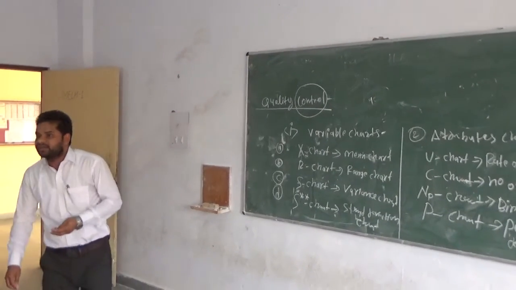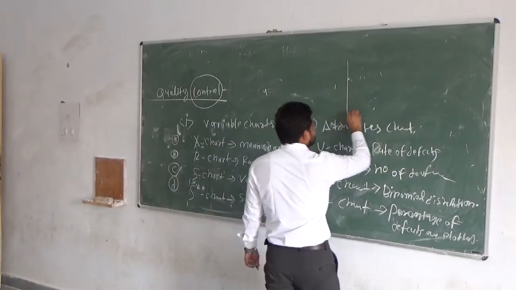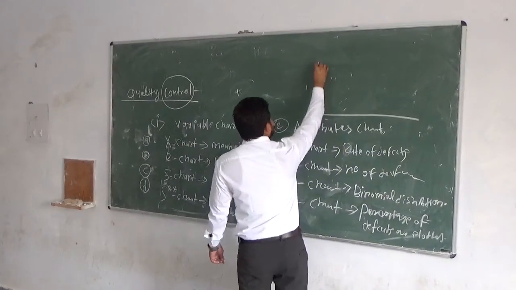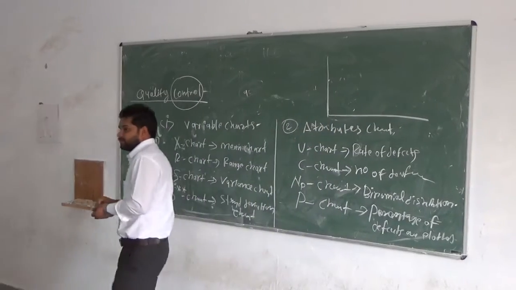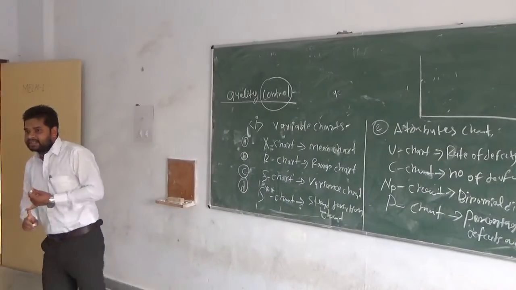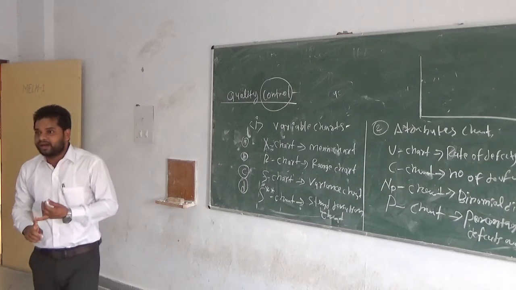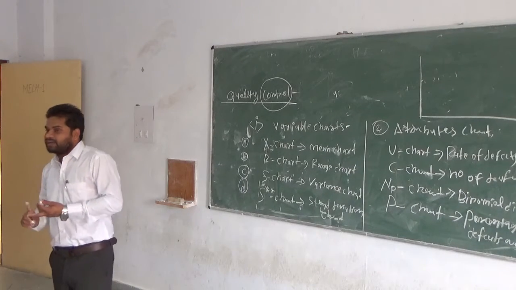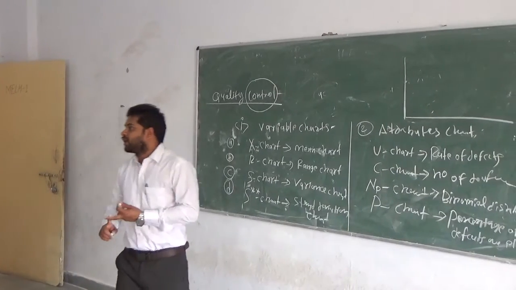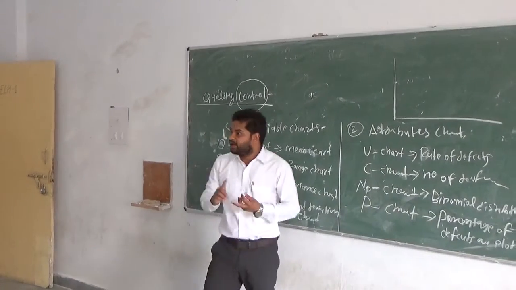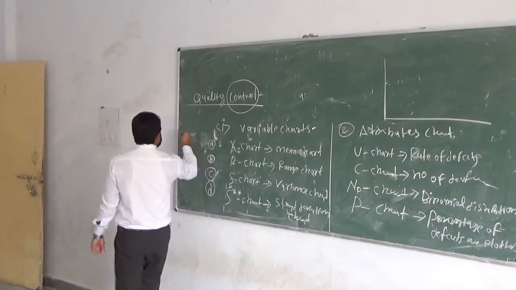So in the case of a chart, we will take this kind of chart. Okay, so some parameters are here. One is the CL, the control line, and one is the UCL, upper control limit, and one is the LCL, lower control limit. There are 3 parts. One is the CL.